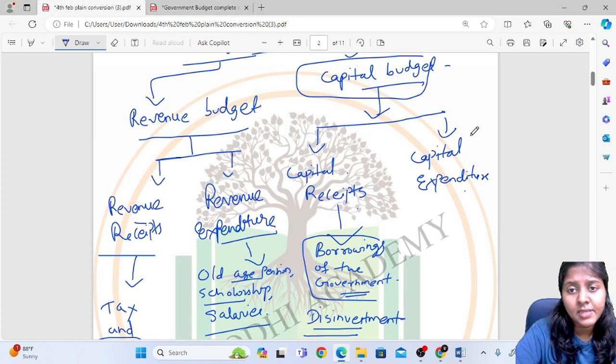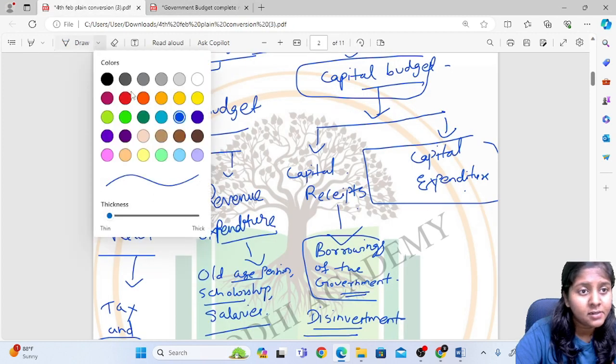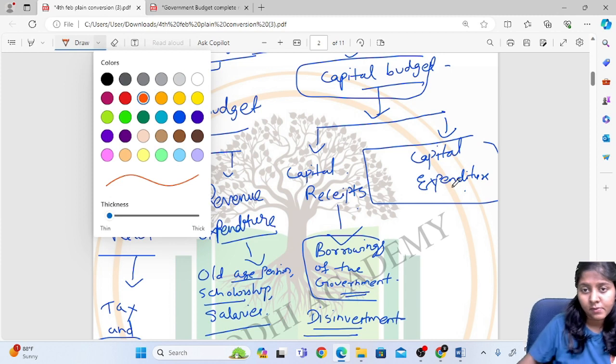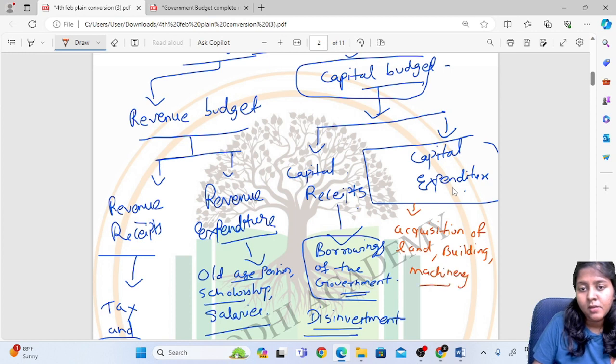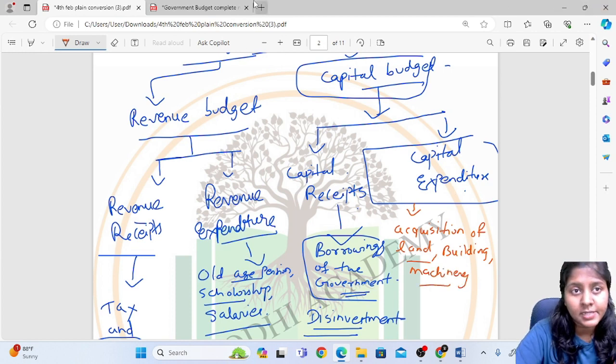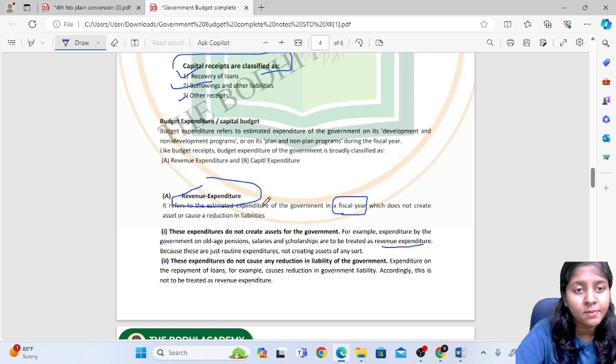Going back to capital expenditure. Capital expenditure is expenditure of the government on acquisition of land, building, machinery. So this is capital expenditure. These are some of the examples.